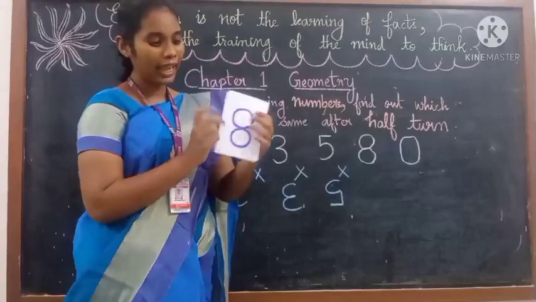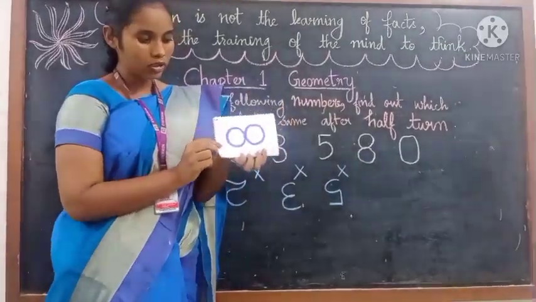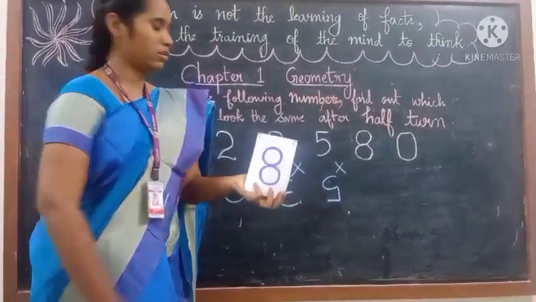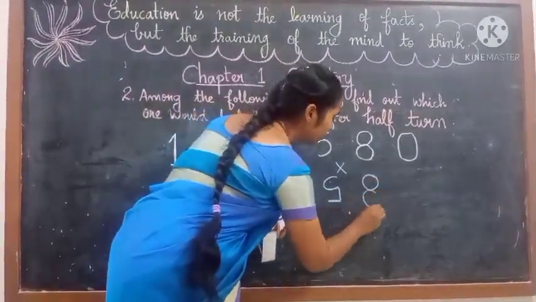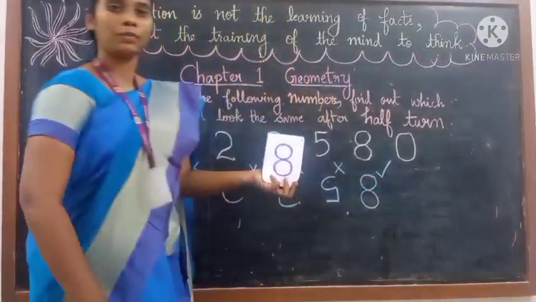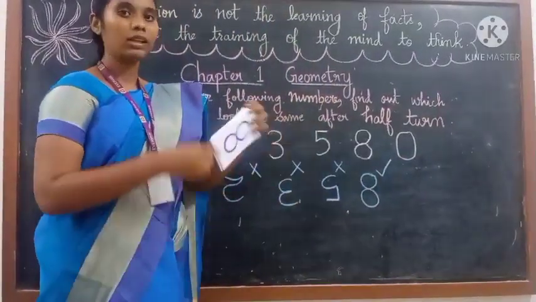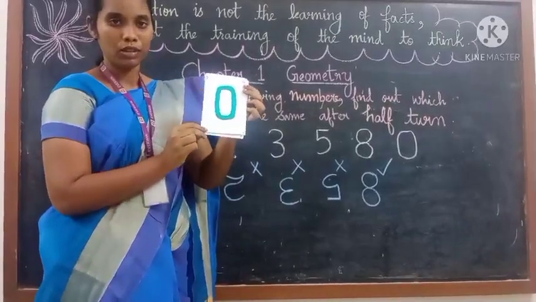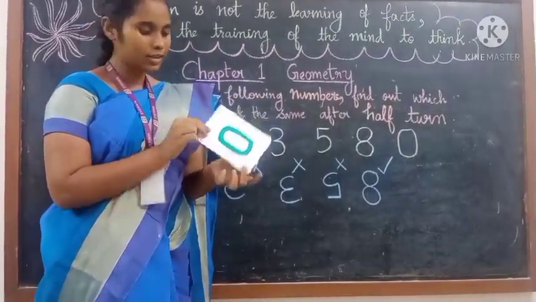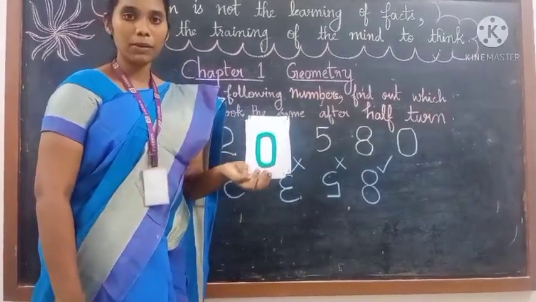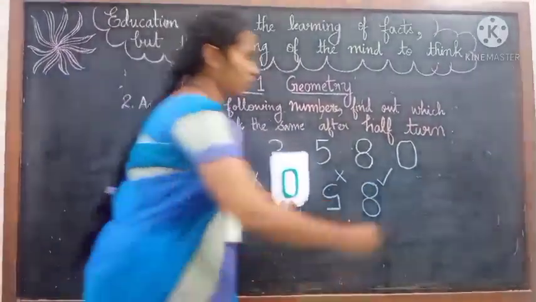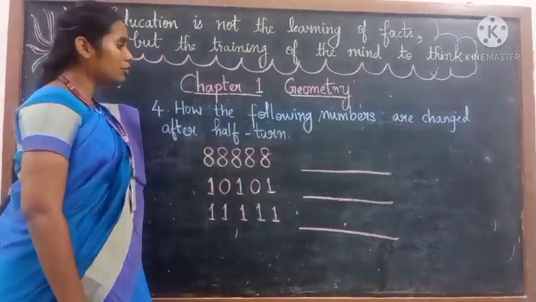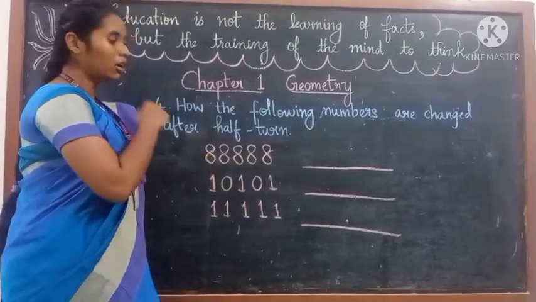Now the number 8. This is quarter turn of 8 and this is half turn of 8. It looks like 8. So this is resembling same. Now the number 0. This is quarter turn of 0 and this is half turn. The number 0 resembles the same. So tick.